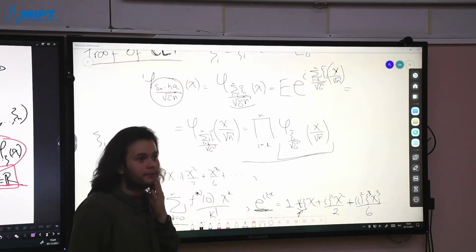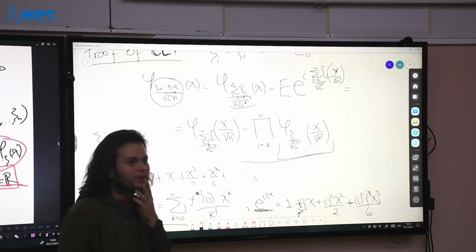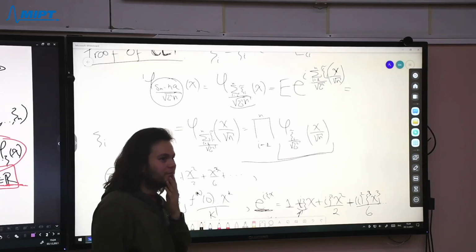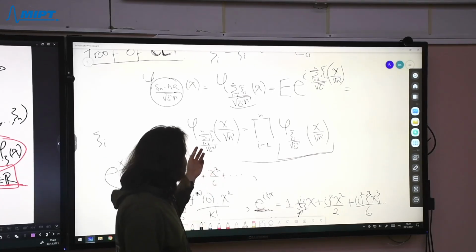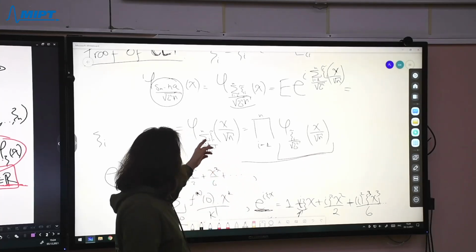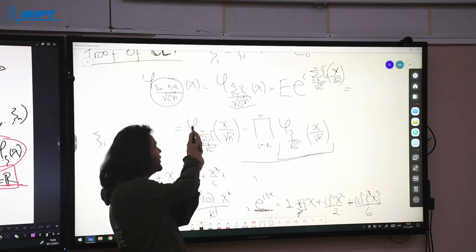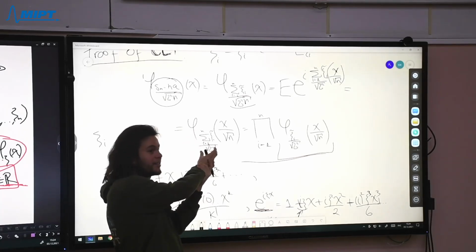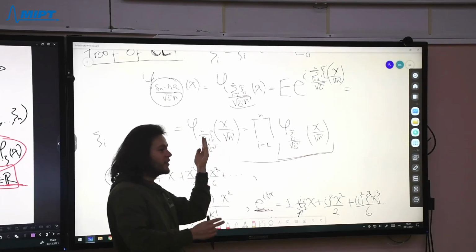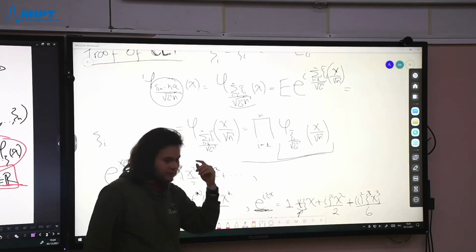What is this property? Was it last class? Yeah, I think so. Is that if you have the sum of independent random variables and you want to find the characteristic function of this, it is just the product of all the characteristic functions. Okay, see what we have here.